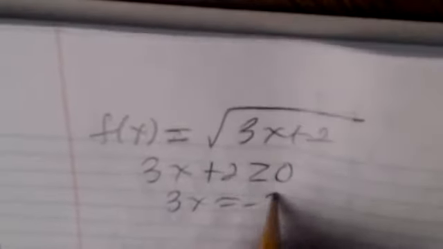Well, it's a linear inequality. You simply move the 2 over, and x is greater than or equal to -2/3. So that means the domain of this thing starts at -2/3, and it goes to positive infinity. Now, that's a big help.